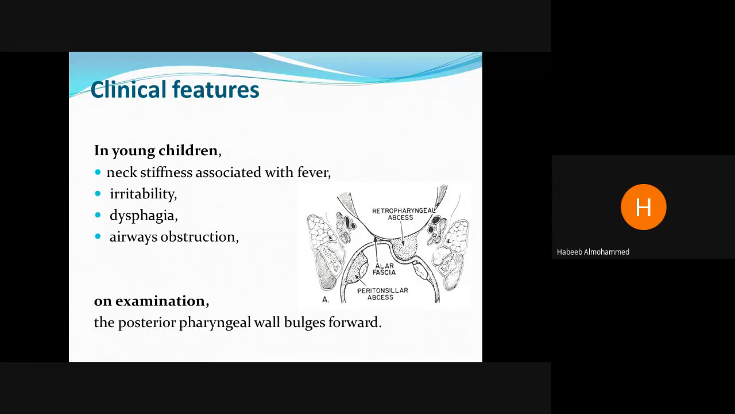In oropharyngeal examination, you have to concentrate on the posterior pharyngeal wall. You will see a posterior pharyngeal wall bulge, and usually it is on one side because there is a raphe, a partition between the right and left retropharyngeal space.